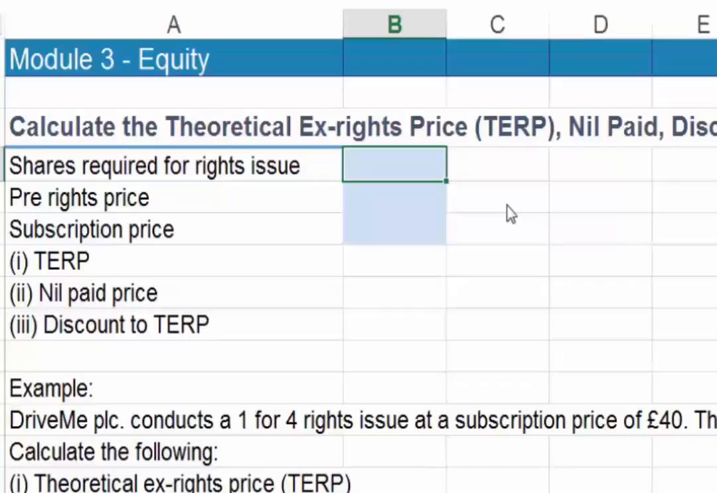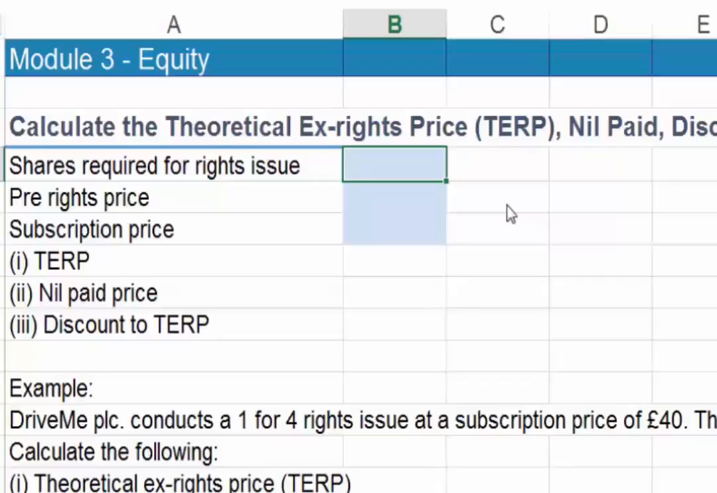So remember, to calculate the theoretical ex rights price, which is needed for the other two, you would need to be given information on 3 things. What is the actual rights issue? Is it a 1-for-1 rights issue? Is it a 1-for-3, 1-for-4? So how many shares do you require to actually get 1 right? That's what we're first asking. So if it's a 1-for-5 rights issue, you would need 5 shares to be given 1 right. The example we'll do in a moment will be a 1-for-4 rights issue.